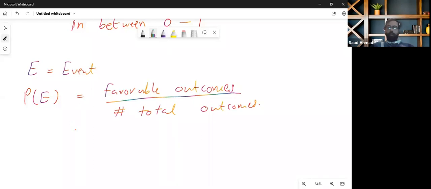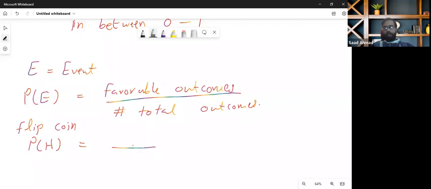Okay, so let's say you flip a coin. What's the probability of getting a head? There are two sides on a fair coin, heads and tails, right? Let's say I want to see the probability of head. We flip a coin, and we want to see what's the probability of head.